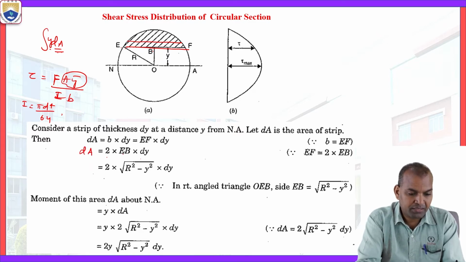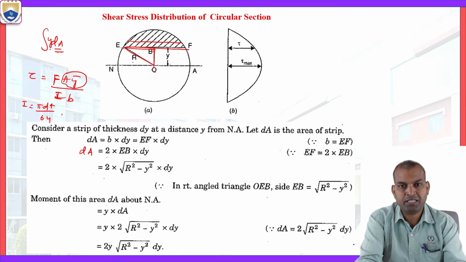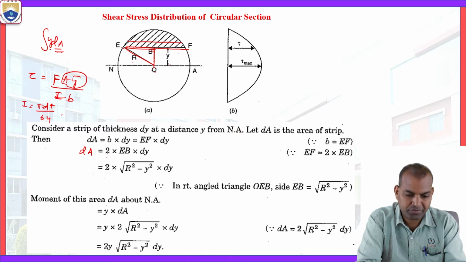What is EB? This is a right angle triangle, where OB is y and OE is R. EB comes from Pythagoras theorem: R square, the hypotenuse square, equals the adjacent square plus the opposite side square. So EB equals under square root of R square minus y square, times dy.